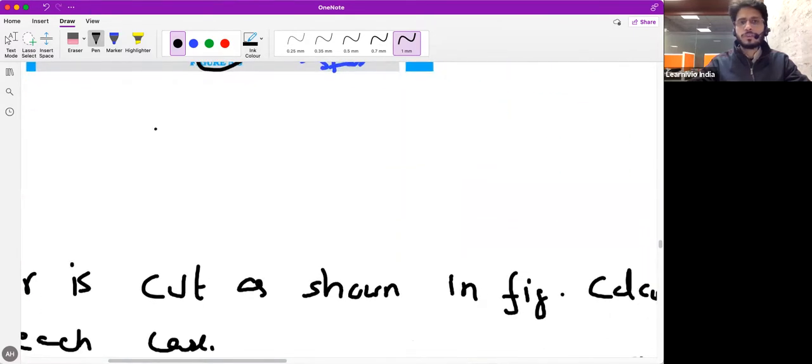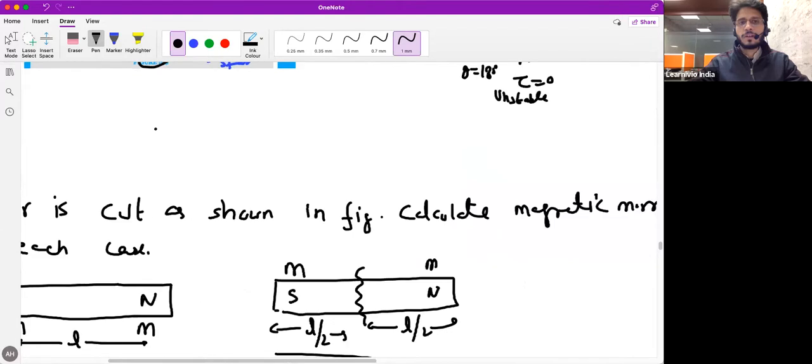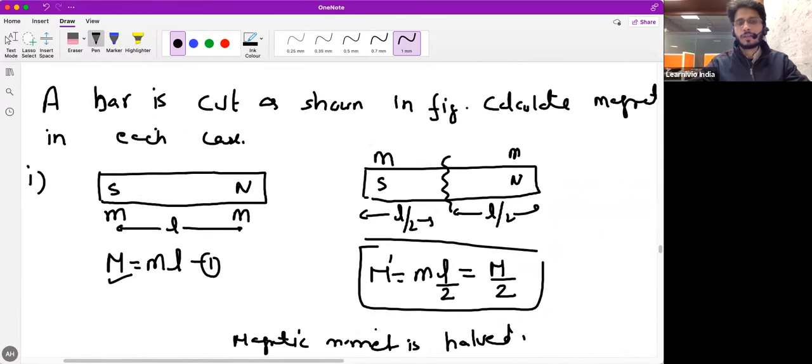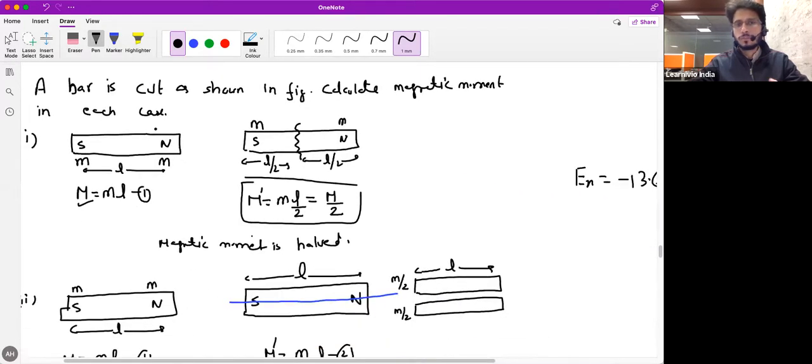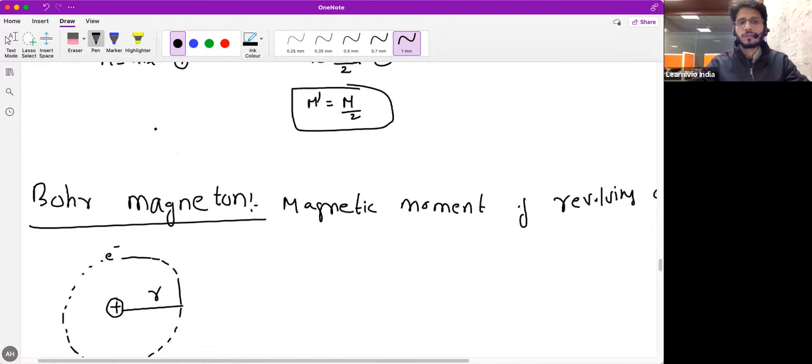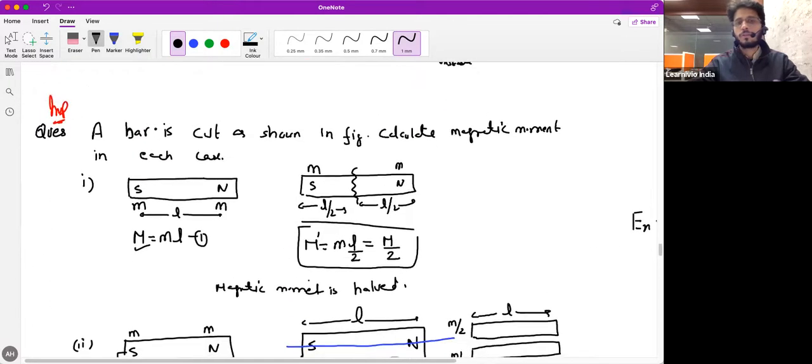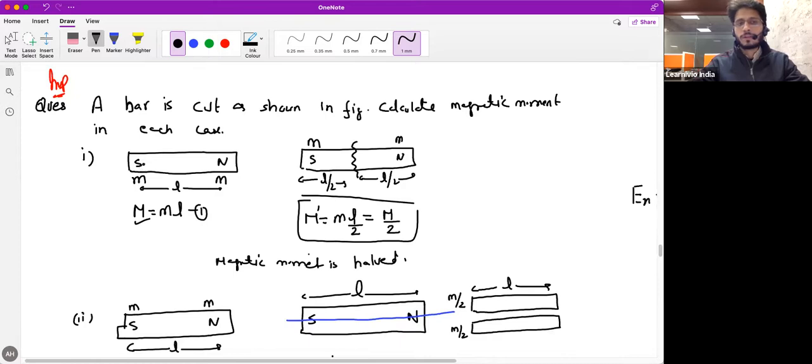Then there are a few questions on bar magnets related to cutting of a bar magnet. They will ask you to cut a bar magnet in these two ways and calculate the magnetic moment. So this is a bar magnet. This is the south pole, this is the north pole. The length is L and the pole strength is M, so the magnetic moment is M into L. This is the initial magnetic moment of the bar magnet.